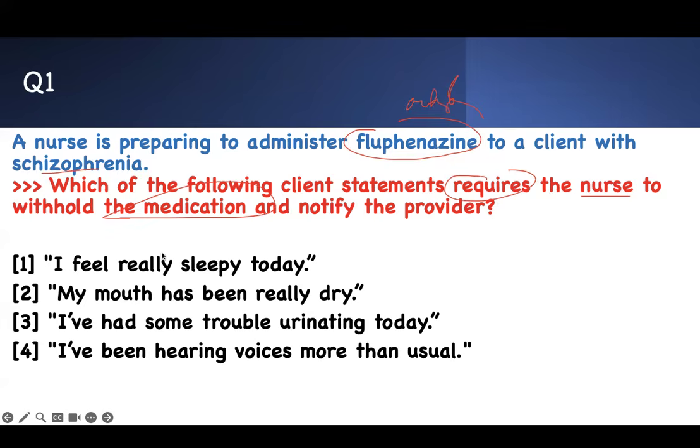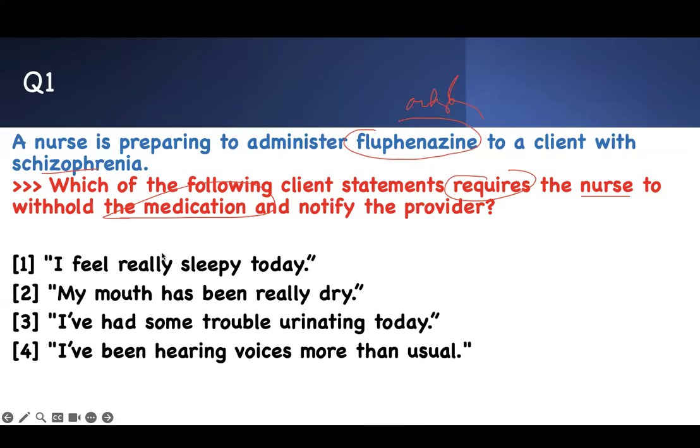1, I feel really sleepy today. 2, my mouth has been really dry. 3, I had some trouble urinating today. 4, I have been hearing voices more than usual. What do you think? 4 things you're supposed to know. You should be aware of it. What do you think? Fluphenazine is what? Antipsychotic. What are the major side effects of antipsychotic? Bring your content. What kind of pharmacology do you have?